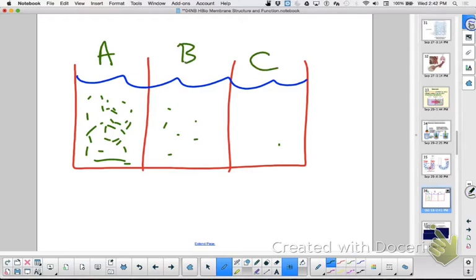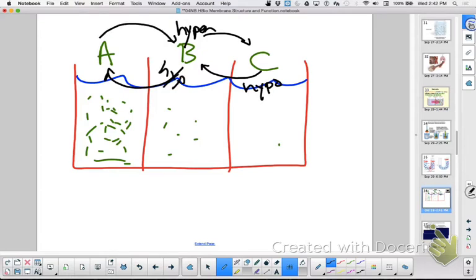Then C relative to B is what? It's hypo, and B relative to C is what? Hyper. But B relative to A is hypo, and A relative to B is hyper. It's always one relative to another, right?